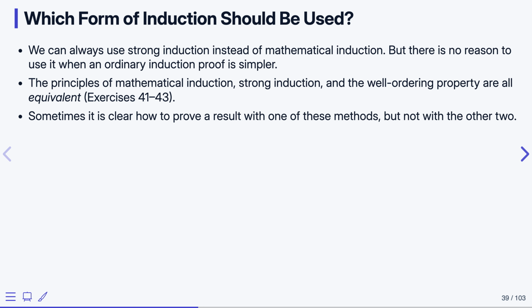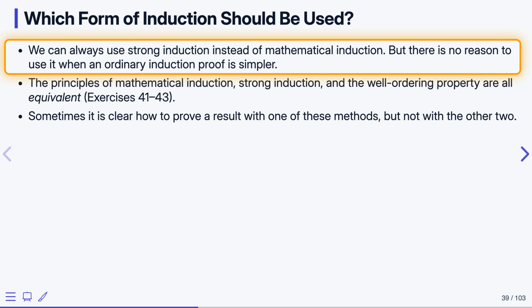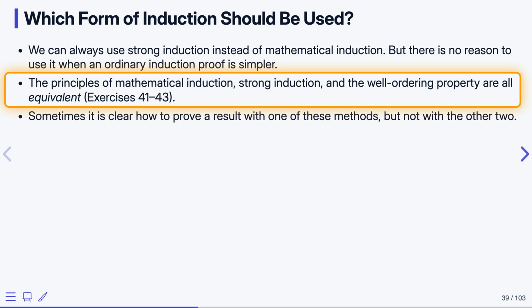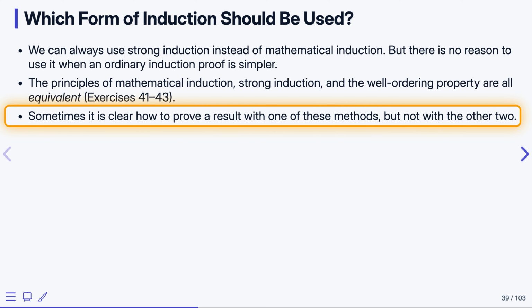Which method should you pick? You may always use strong induction in place of ordinary induction, but if the ordinary proof is simpler, use that one. These 3 ideas are equivalent. Mathematical induction, strong induction, and the well-ordering property all have the same power. Sometimes one of them makes a proof easy while the other 2 look hard, so it helps to know all 3.